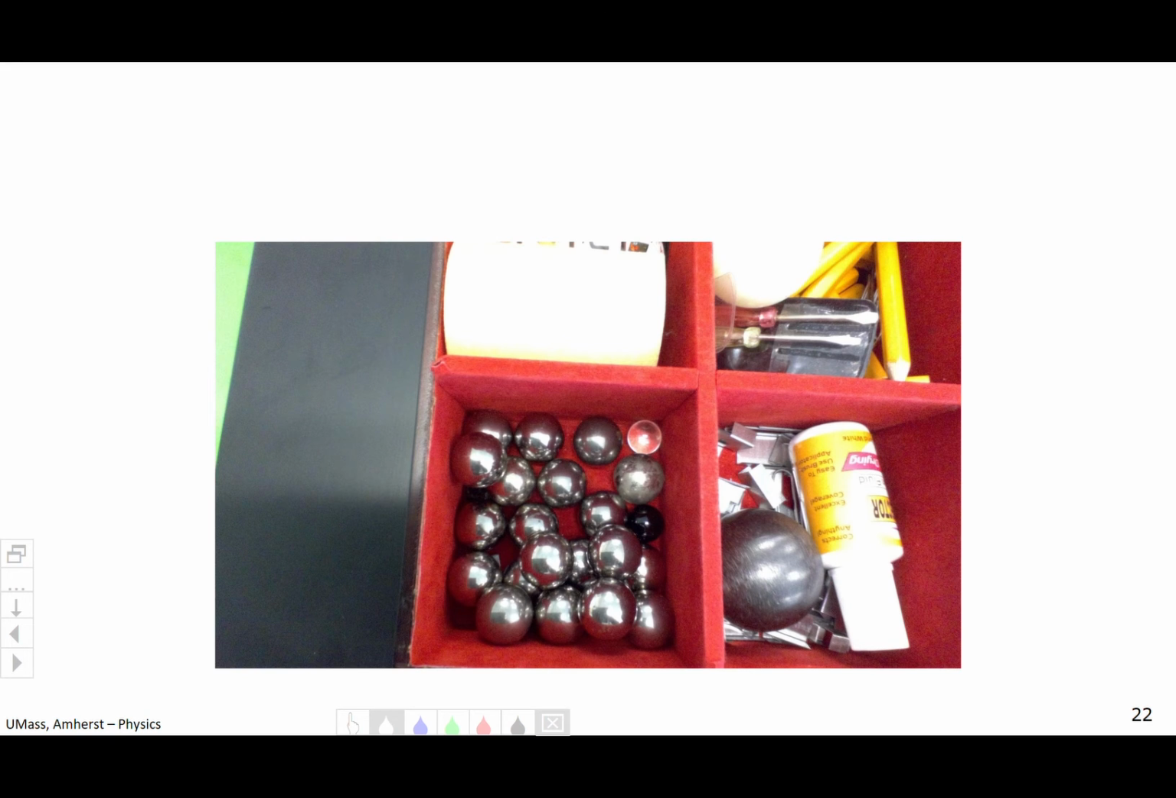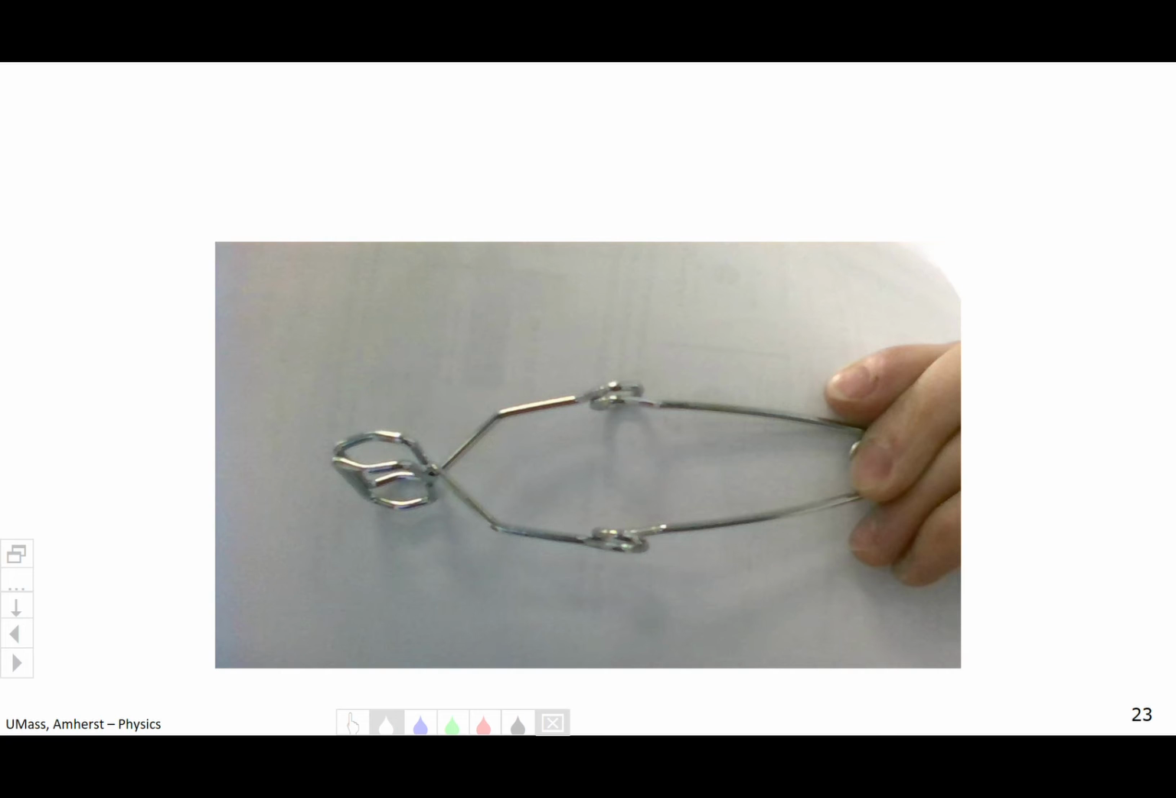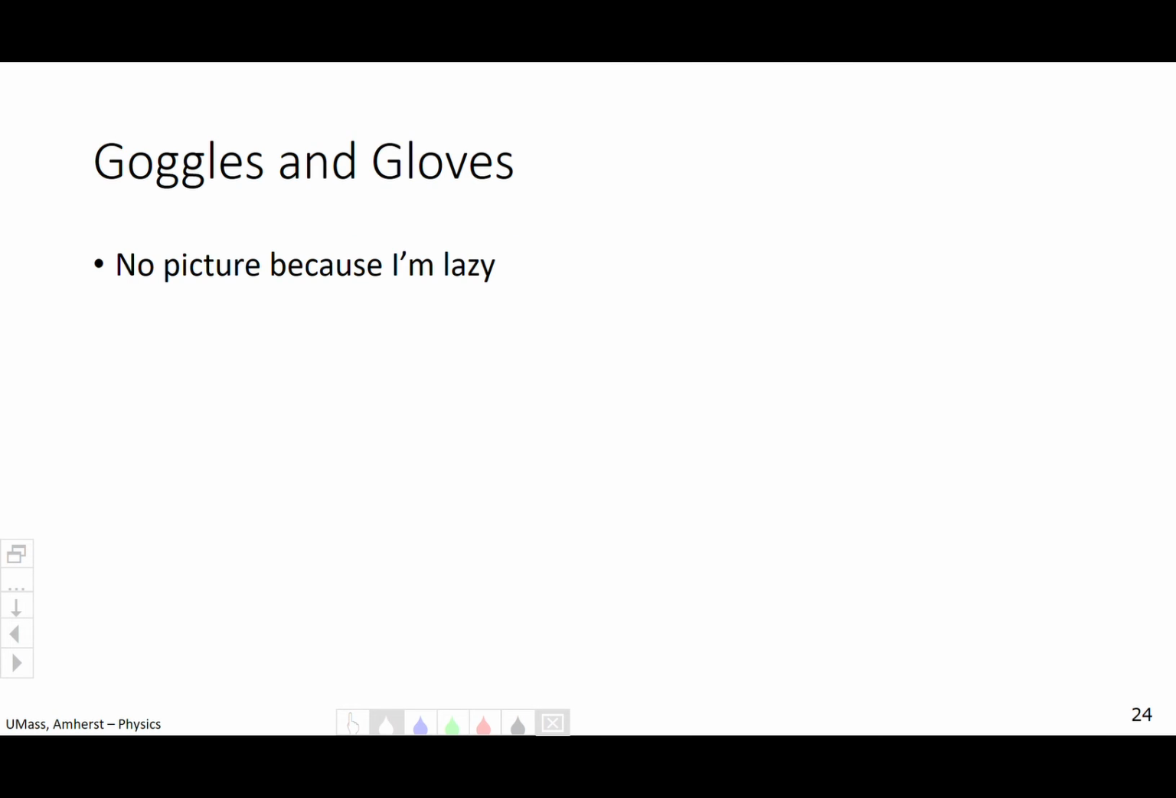You have ball bearings. I have actually already placed them next to your experimental station. These are about 1/2-inch ball bearings. You have these tongs. These are what you are going to use to take the ball bearing out of the water and put it into the calorimeter. It fits nicely in these little clamps here. Okay, you're going to have to squeeze it from these. When you are using these clamps to pull the ball bearing out of the water, you absolutely must use gloves. The steam will burn your hands. Goggles and gloves, no picture because I'm lazy. Wear goggles, wear gloves. You absolutely must wear gloves and goggles when you are handling the hot objects.